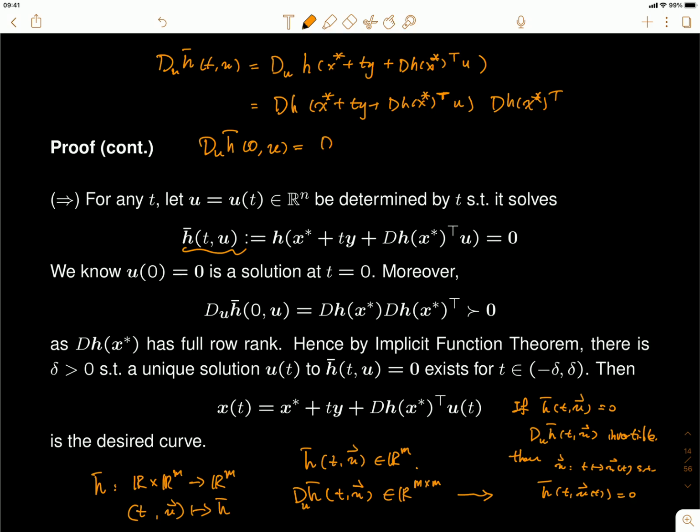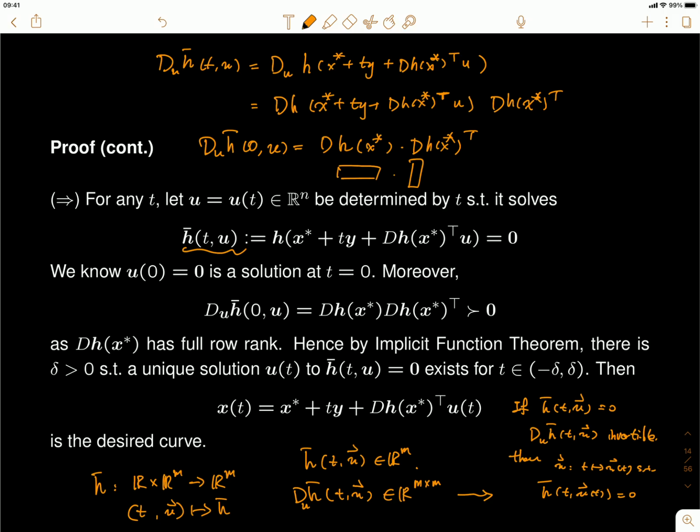I will have on the right hand side, this will be h of, well, we know that when t equals 0, this should be just x star, right? Because the rest should be just equal to 0, because u_t at t equals 0 is equal to 0 as well. So we'll have this. Oh, sorry, there's no transpose in the first one, just this. Okay, so what this one is, it's just a Jacobian times its own transpose.